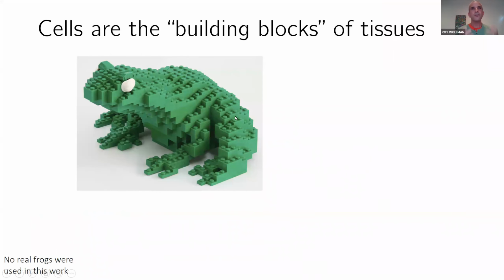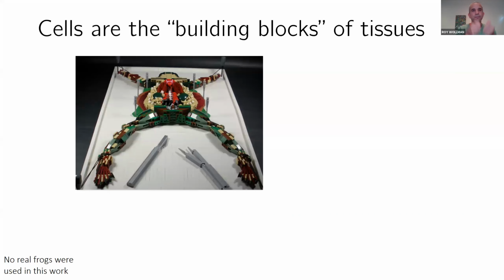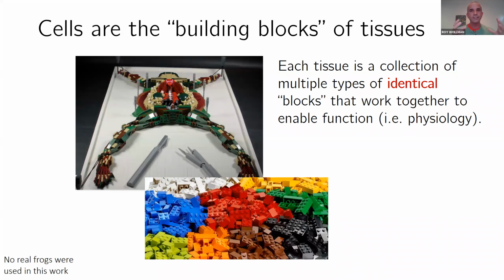Cells are the fundamental building block of tissues, right? If I think of this Lego frog here, it's really built of a lot of small building blocks, Lego in this case. If you dissected it and opened it up, you'd see all the organization inside, all the different tissues and organs. And each tissue is a collection of multiple, in the case of this Lego frog, identical blocks that together enable the function of whatever organ or tissue we're talking about.